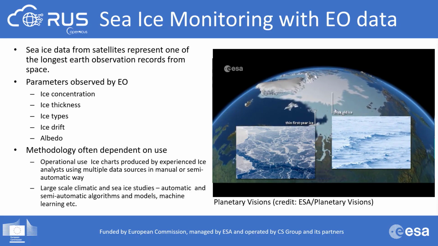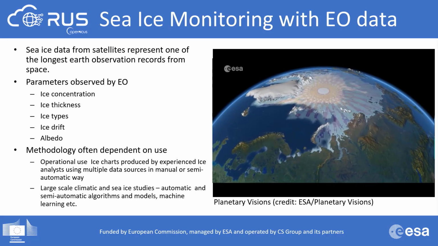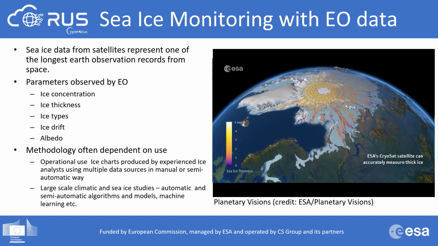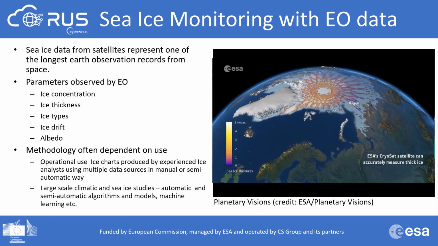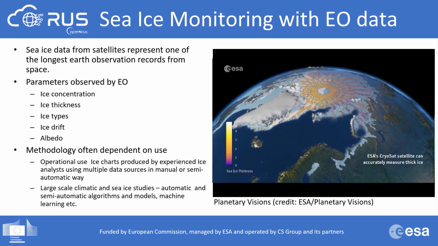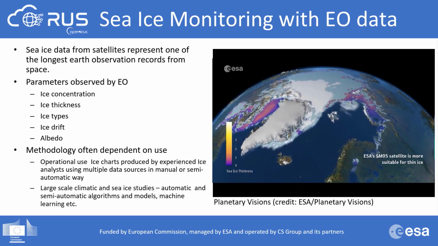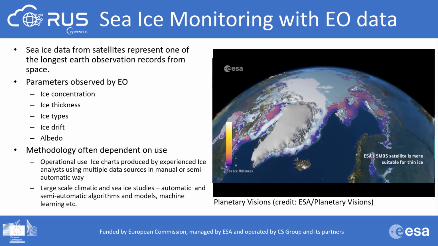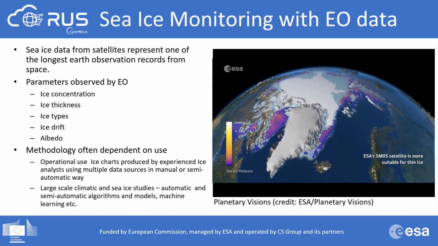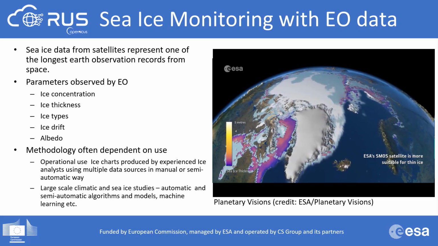Now we can name a few of the most important variables derived from remote sensing. First, ice concentration. Since the 1970s, microwave radiometers have monitored sea ice daily, and they are the backbone of sea ice monitoring, especially sea ice concentration, on a large scale for climatic studies and ice extent monitoring.